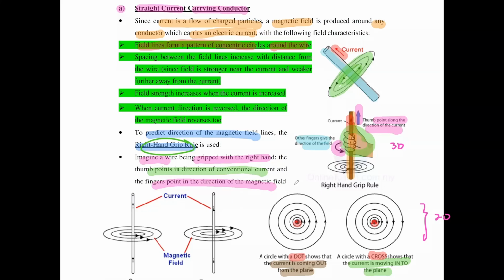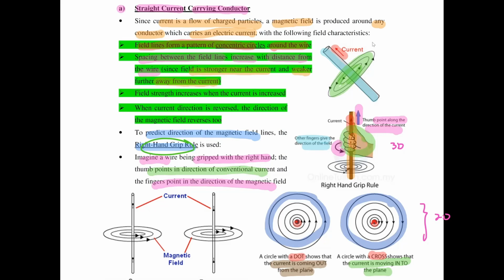After drawing the current, all that's left is to draw the pattern of concentric circles. When you draw the pattern of concentric circles, you need to be mindful about the spacing of your field lines, since it is a measure of your field strength. So for a current carrying conductor, the spacing between your field lines increases with distance from the wire. The reason being that the field is stronger near the current and weaker further away from the current.